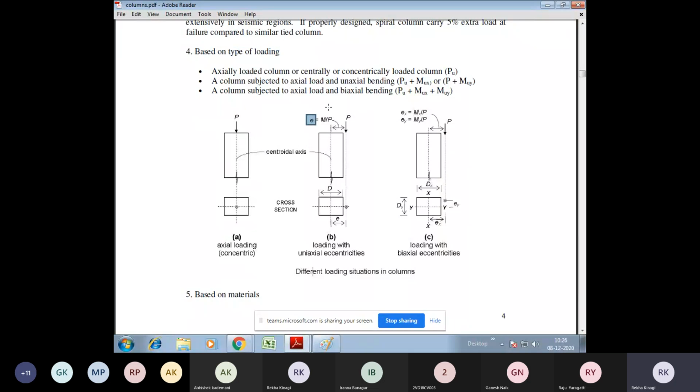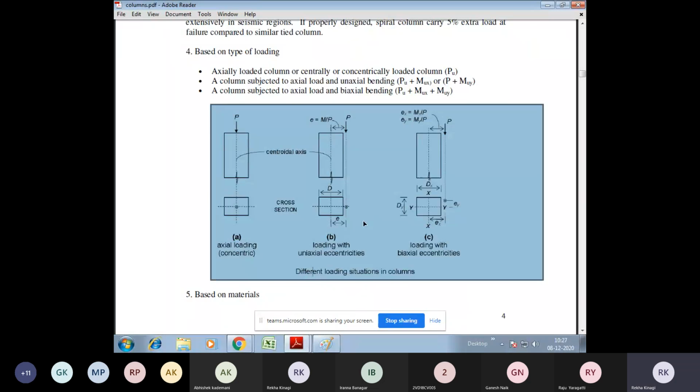So the column is loaded with eccentric loading. If it is eccentrically loaded, then we say that the column is subjected to axial load and bending. Here it is uniaxial bending because it is only in one direction. See here, the cross mark you are able to see.